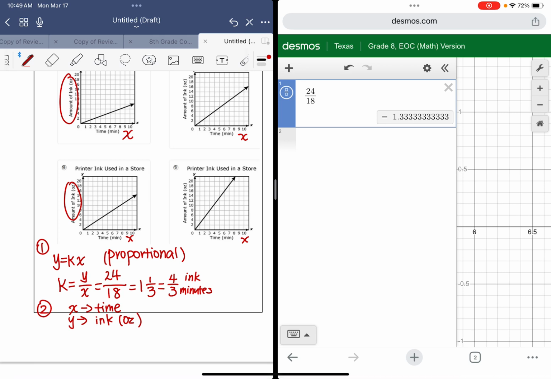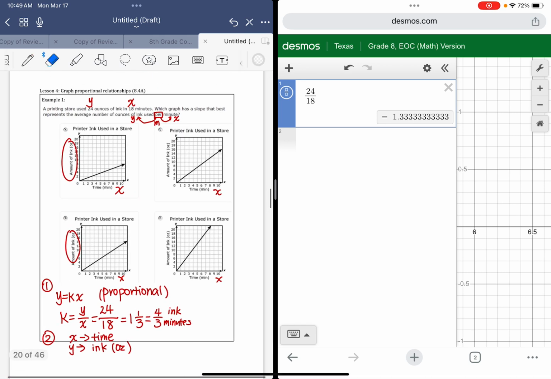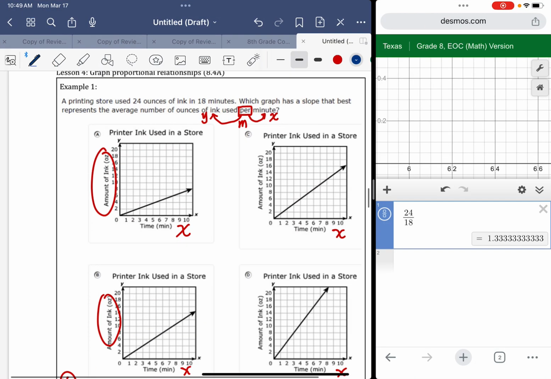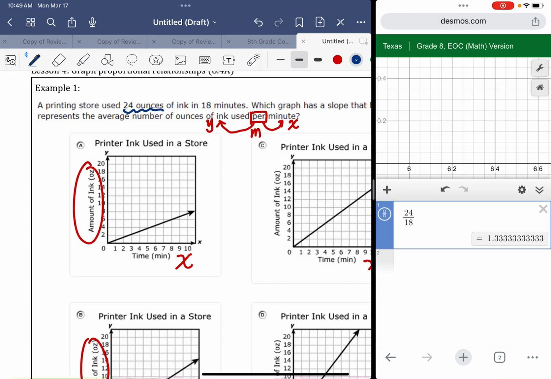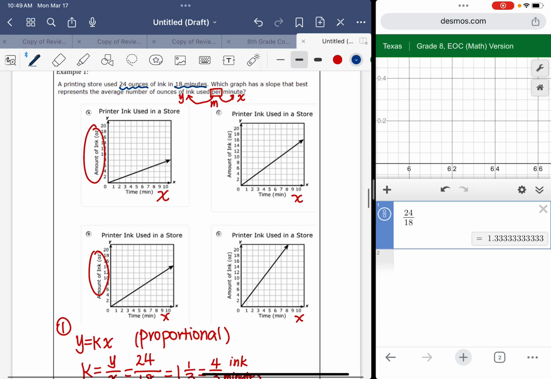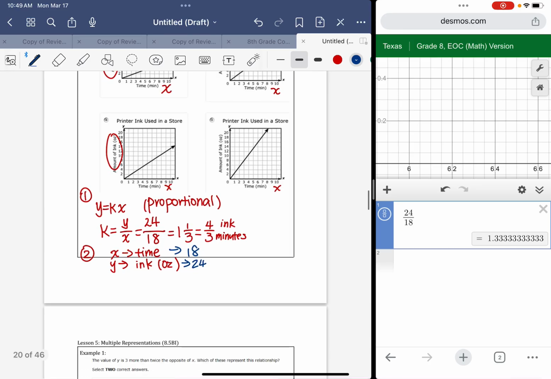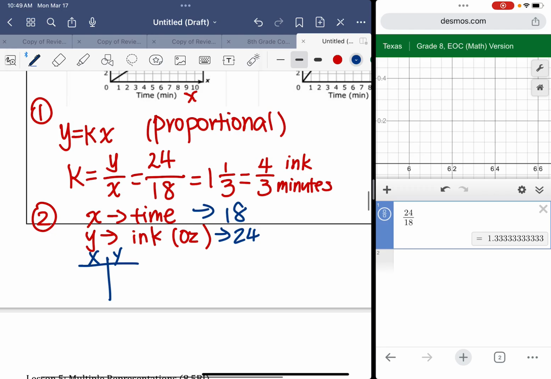So that means if you're going back to your question, you don't know which one depends on which one. If you take a look at this question, they give you 24 ounces in 18 minutes. So if you're matching with that, time is what? 18. And then ink will be what? 24. Then I should be able to set up a table, which is 18 and 24.